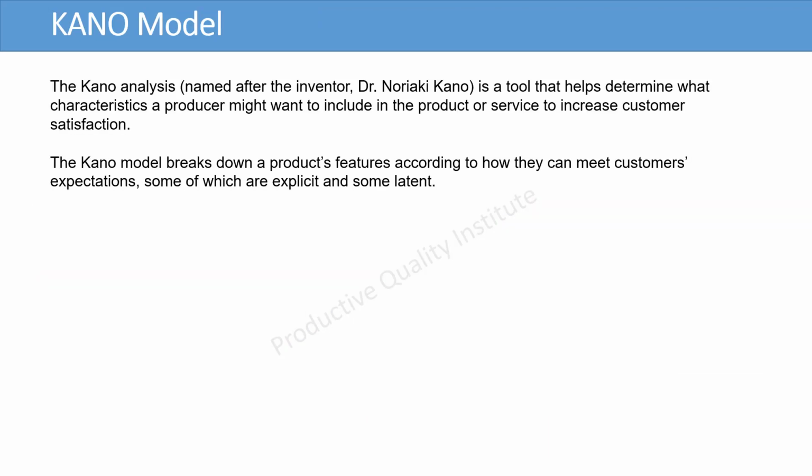The Kano analysis has been named after the inventor, Dr. Noriyuki Kano. It is a tool that helps to determine what characteristics a producer might want to include in the product or service to increase customer satisfaction. The Kano model breaks down a product's features according to how they can meet customers' expectations, some of which are explicit and some latent.